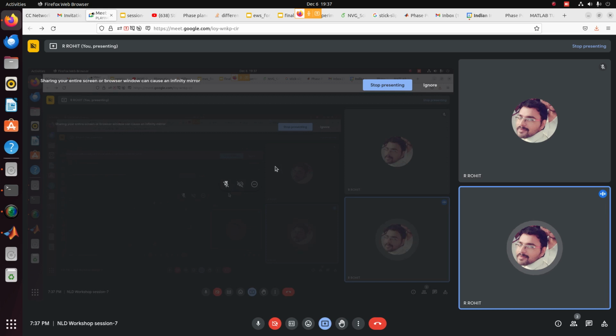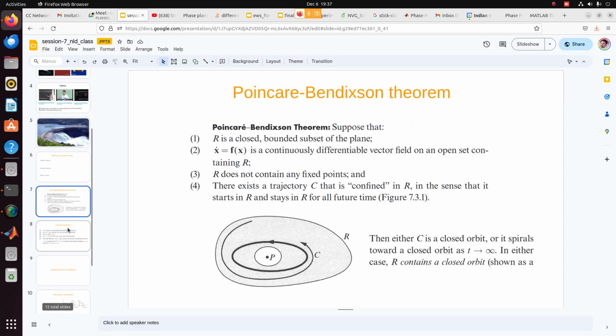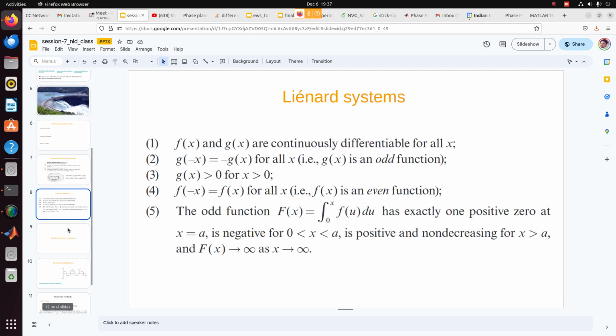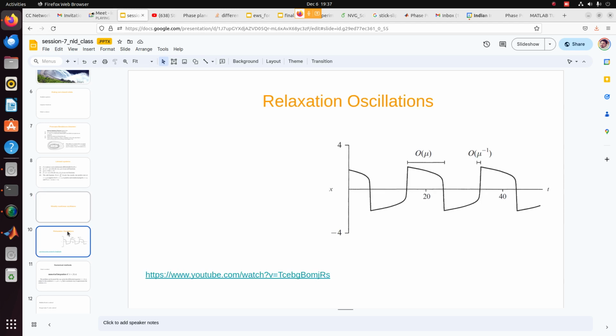So we have learned what the Poincare-Bendixson theorem is, we have seen the Lienard systems, we have looked at weakly nonlinear oscillators, and we have seen what relaxation oscillations are. This is the diagram which I mentioned. There is a slow build up and a fast discharge present in the system.